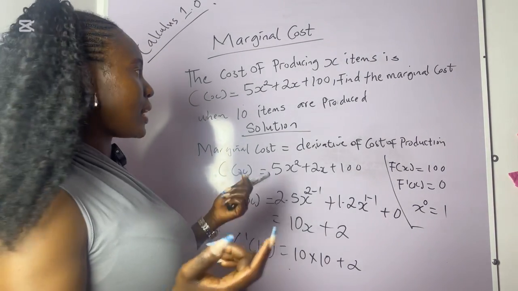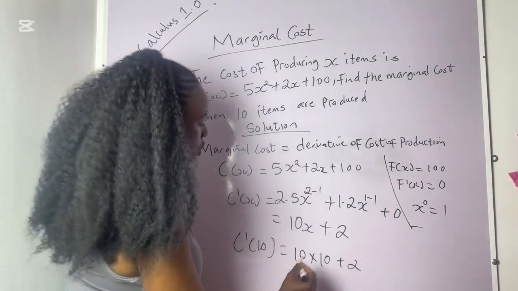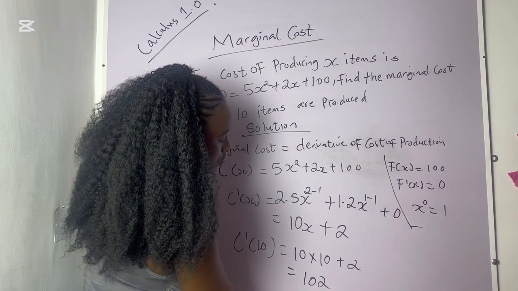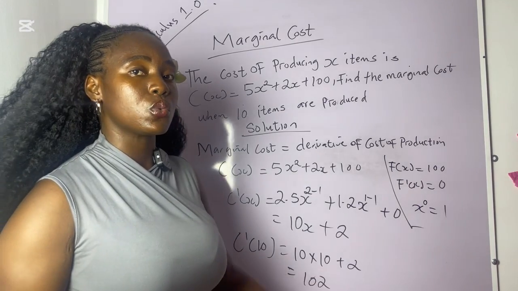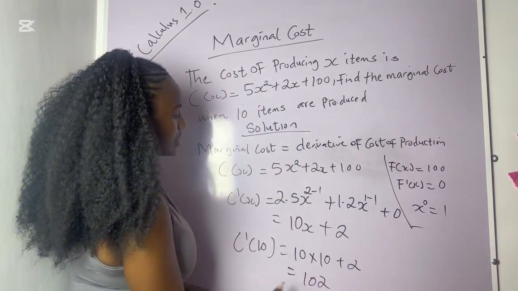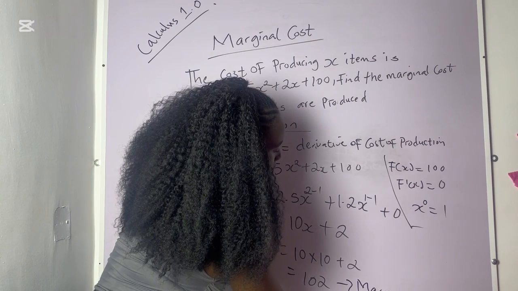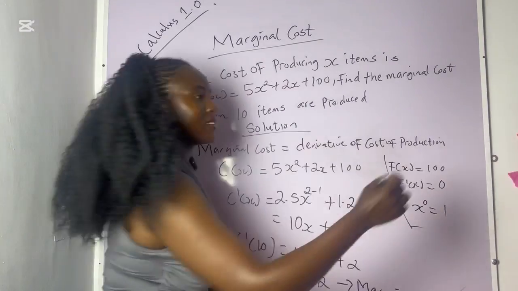Very simple, right? 10 multiplied by 10 is 100. So we have 100 plus 2, which gives us 102. So the marginal cost is 102. This is our marginal cost.